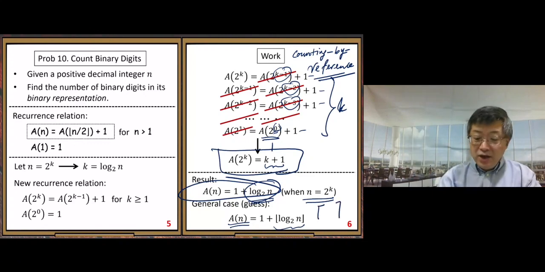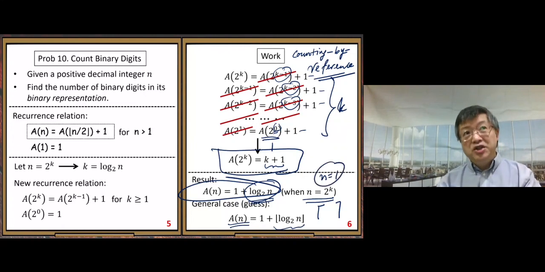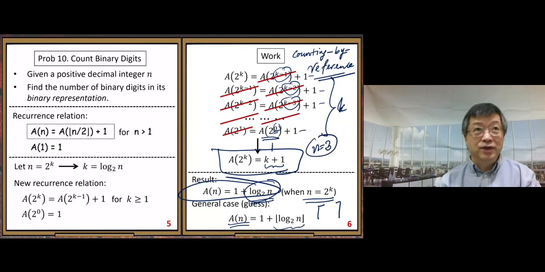That's easy. You plug in n equals 1. You can check the floor function is correct. n equals 1 is okay. n equals 2. n equals 3. Because 3 is not a power of 2, you can verify which version is correct.